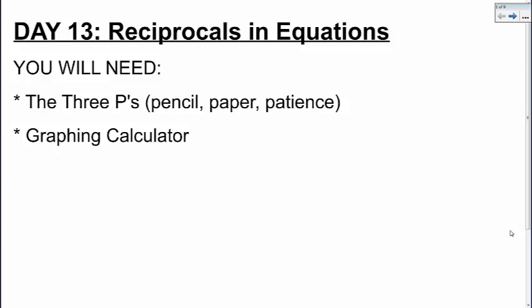Welcome to Day 13, Reciprocals and Equations. You will need the 3 P's, pencil, paper, and patience. You will also need a graphing calculator. Today, we will look back on an old topic and add it to our knowledge in solving equations.